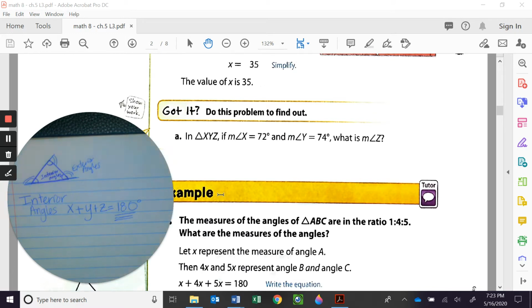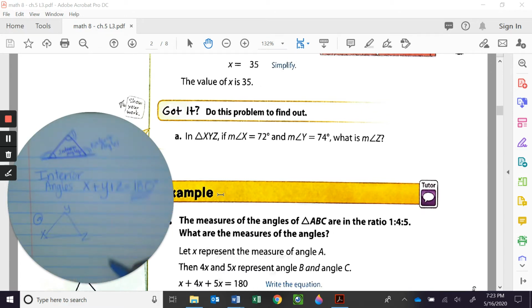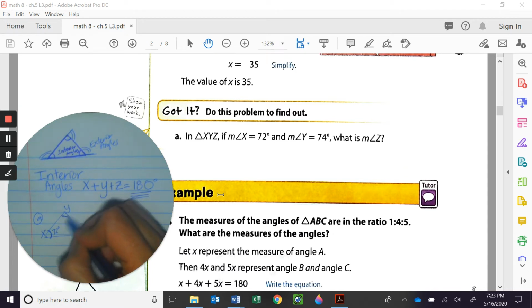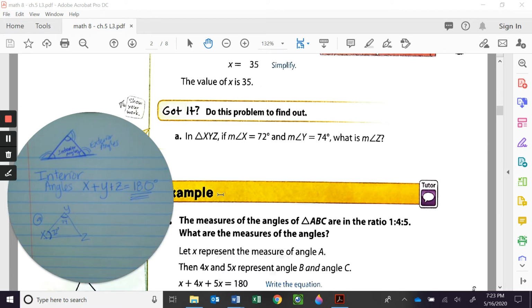All right, so let's look at an example for ourselves. So we have triangle x, y, and z. Okay. They tell us that x is 72 degrees. They told us that y is 74 degrees. But we need to find z. Okay, we don't know this angle.